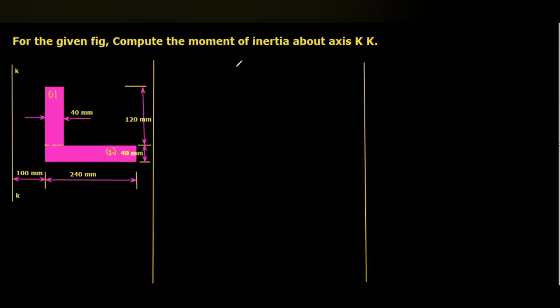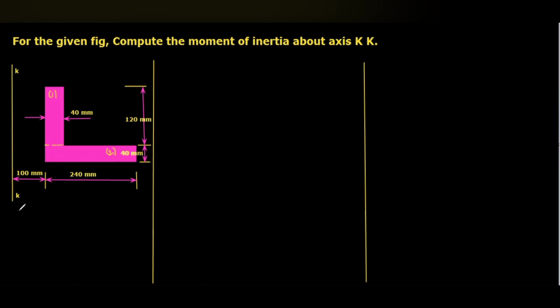Here, the center of gravity of the entire section is not needed, but the center of gravity, at least the x values, of these two individual rectangles we need. And then the area also we need. So those things we are going to consider here.